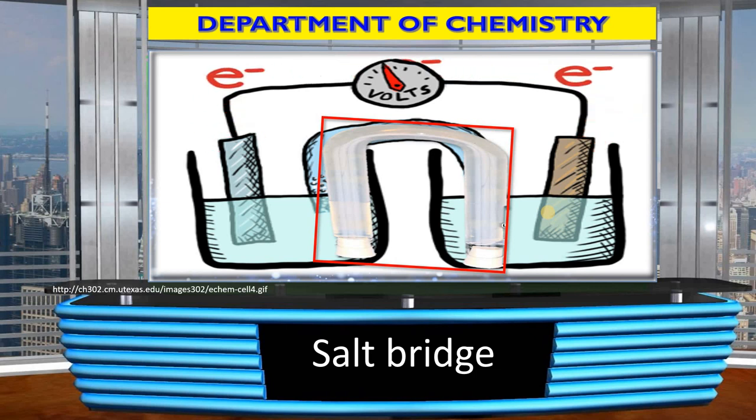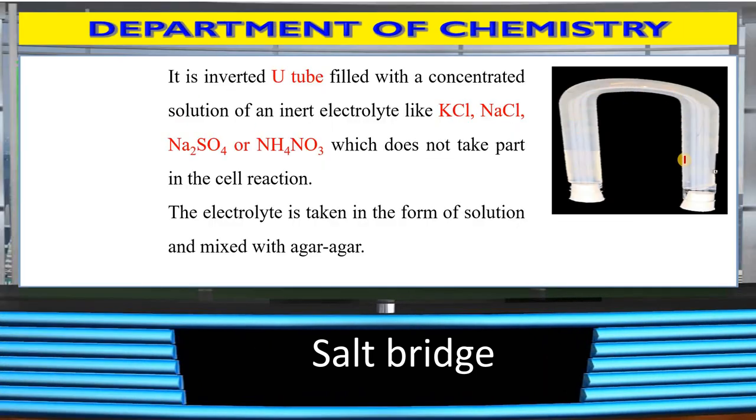Now let's see what is the role of salt bridge, why there is a need to use salt bridge for the connection of two half cells. See here, this is an inverted U-shaped tube or U-shaped glass tube which is filled with electrolyte like KCl, NaCl, Na2SO4 or ammonium nitrate, that is NH4NO3, which does not take part in the cell reaction. Means the electrolytic solution which is contained in salt bridge will not participate in the electrochemical reaction.